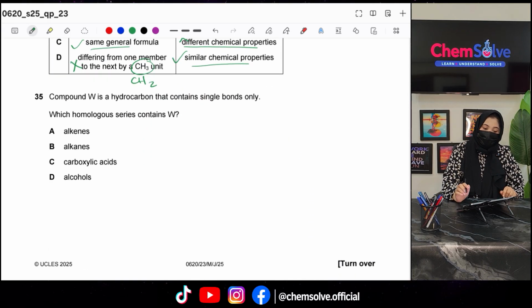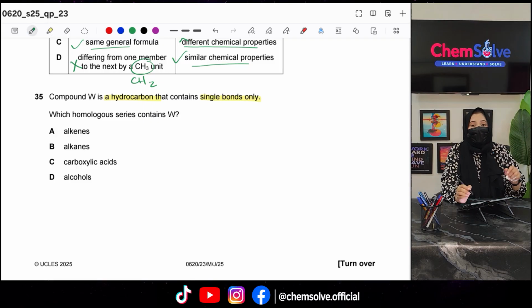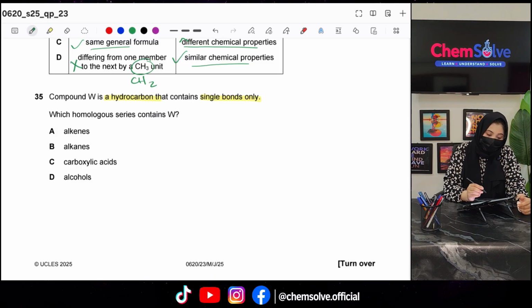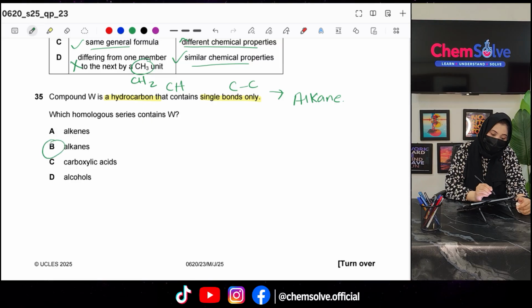Okay, so now question number 35. Compound W is a hydrocarbon that contains single bonds only. So it is a hydrocarbon, which means carbon and hydrogen only. Single bond, carbon-carbon single bond, this is the characteristic of alkanes. We know this is alkane. So I believe B is the correct option.